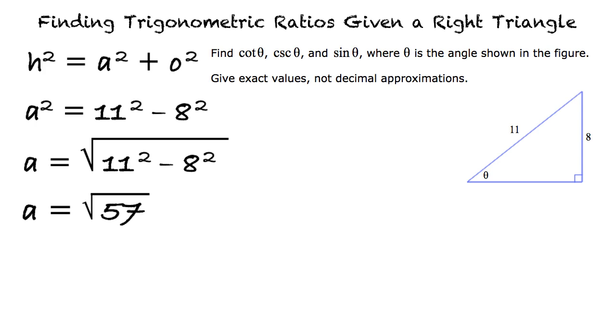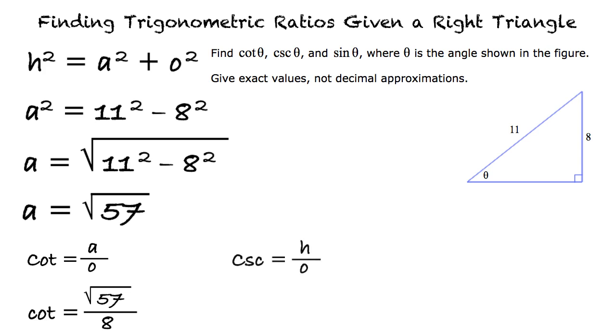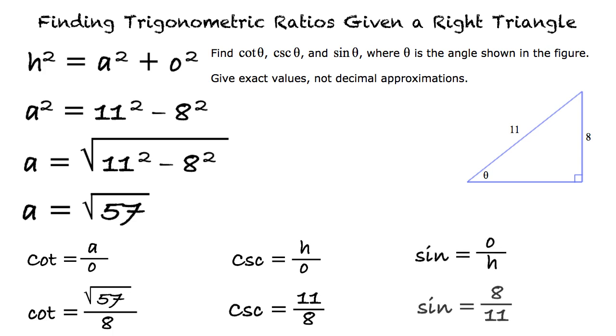Cotangent is the inverse of tangent, thus adjacent over opposite, which equals the square root of 57 over 8. Cosecant is the inverse of sine, thus hypotenuse over opposite, which equals 11 over 8. Sine is opposite over hypotenuse, which equals 8/11.